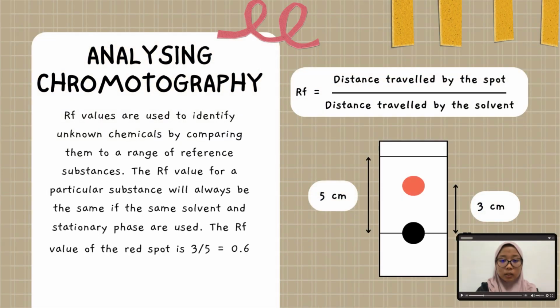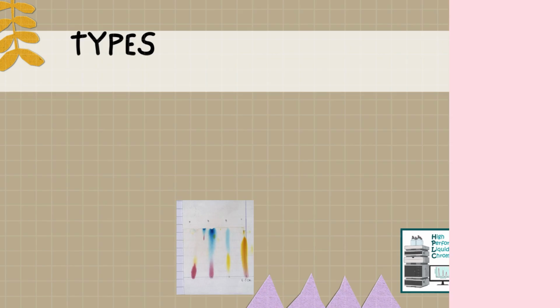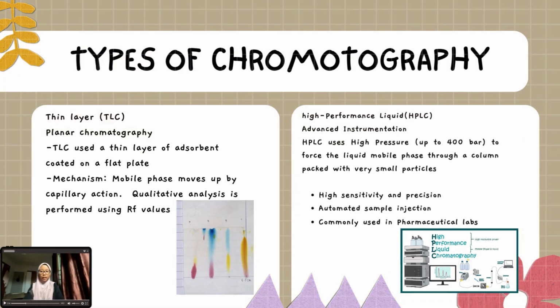To analyze chromatography, we use the Rf value. Rf values are used to identify unknown chemicals by comparing them to a range of reference substances. The Rf value for a particular substance will always be the same if the same solvent and stationary phase are used. Types of chromatography: thin layer, which we can also call planar chromatography.